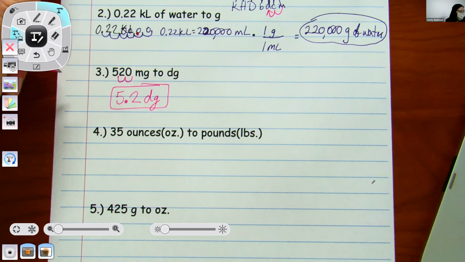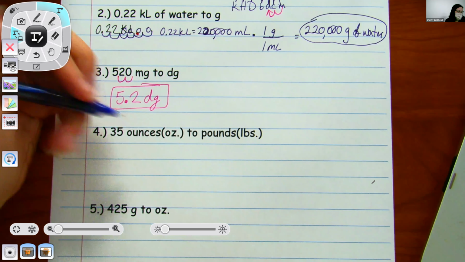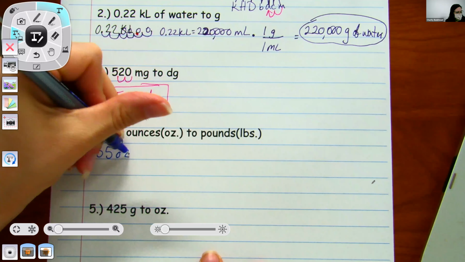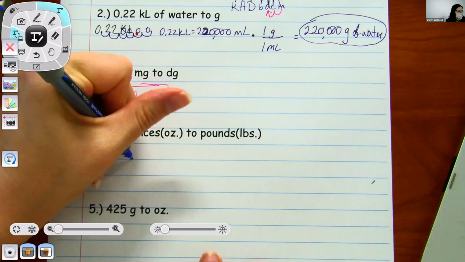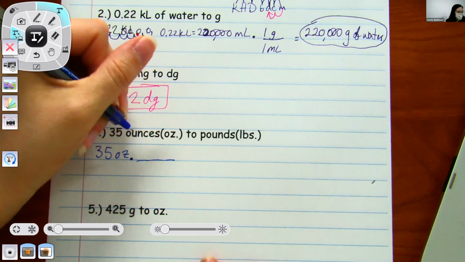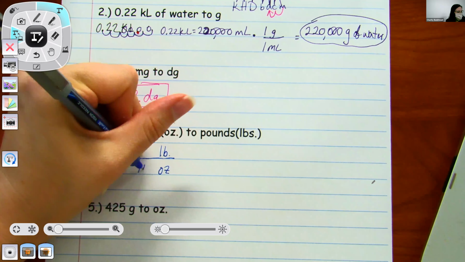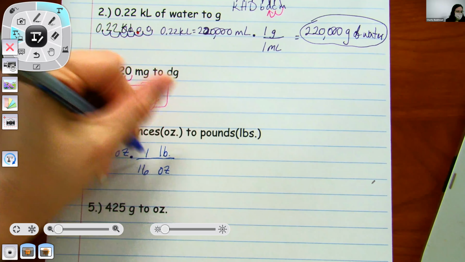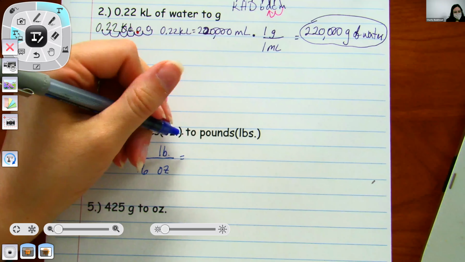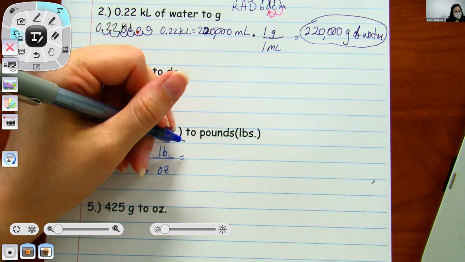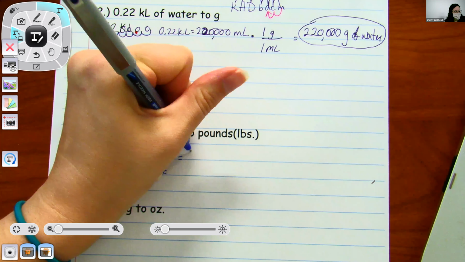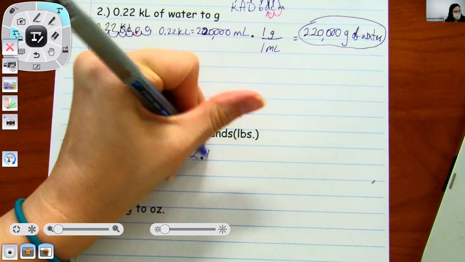And number 4, we want to convert 35 ounces to pounds. And we know that there are 16 ounces in 1 pound. So 35 divided by 16 equals 2.1875 pounds.